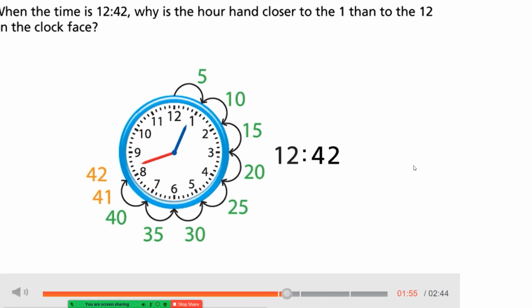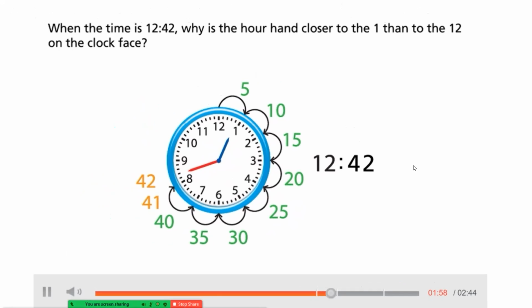When the time is 12:42, why is the hour hand closer to the 1 than to the 12 on the clock face? Now we see that the hour hand is getting really close to the 1 because we're almost done with this whole hour. For a complete hour, your minute hand travels all the way around the clock. Now we can see it's more than halfway through. It's only got a little bit left until it hits the 12 marker, which marks the next hour. So since it's almost at the 1 o'clock, that's why our hour hand is also almost pointed at the 1 o'clock.